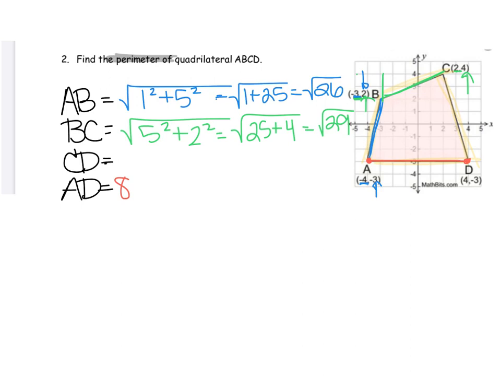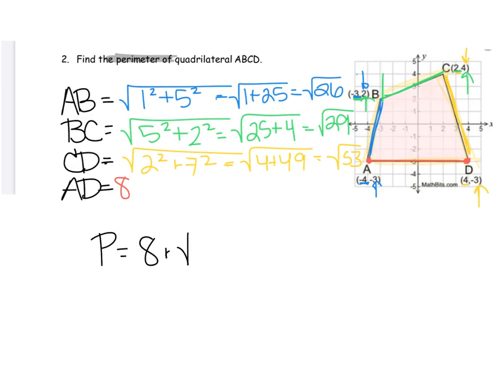And then our last segment here, CD, has a change in x that takes us from 2 to 4. So my change in x is 2, and my change in y is from 4 to negative 3. So that's 7. So this is my longest side. That's the square root of 4 plus 49, which is the square root of 53. So my exact answer here, since none of these square roots simplify, is 8 plus the square root of 26 plus the square root of 29 plus the square root of 53.